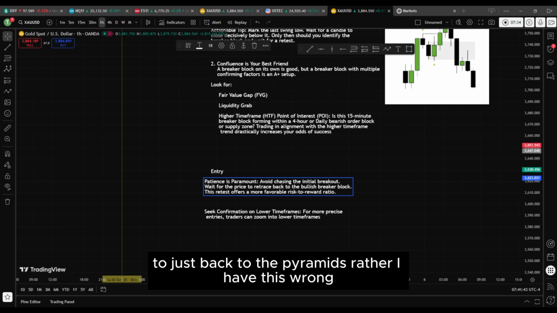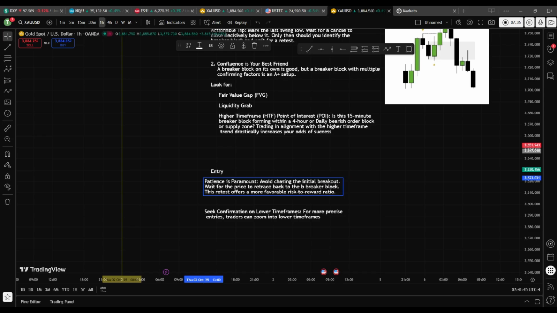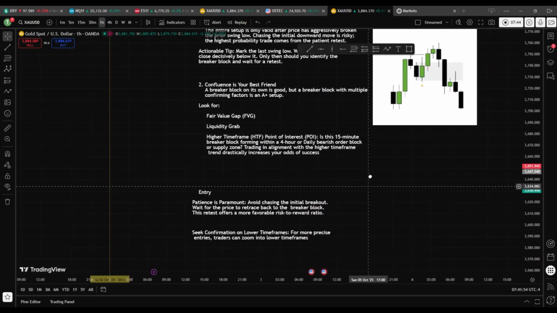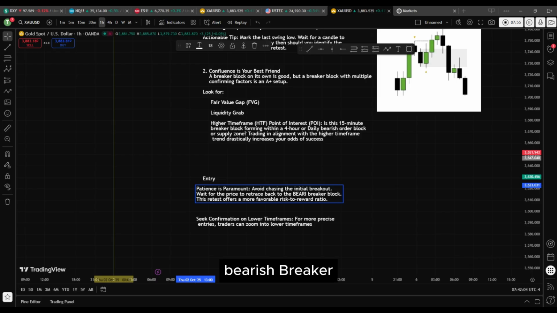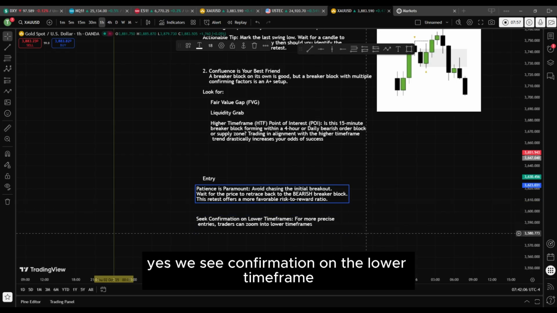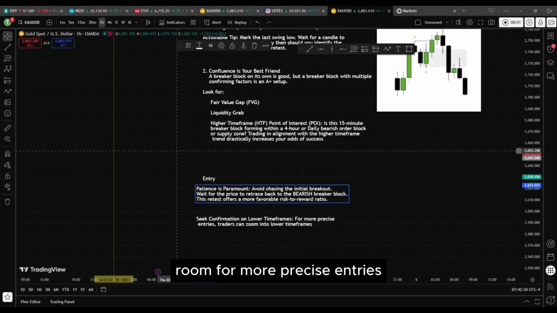I have this wrong. Hold on. Bearish breaker. Yes. So we look for confirmation on the lower time frame for more precise entries.